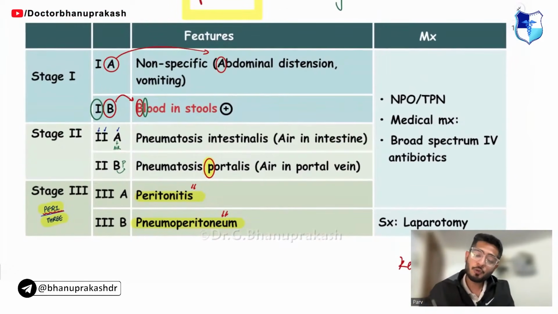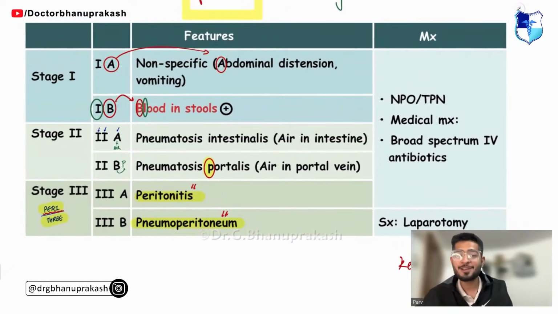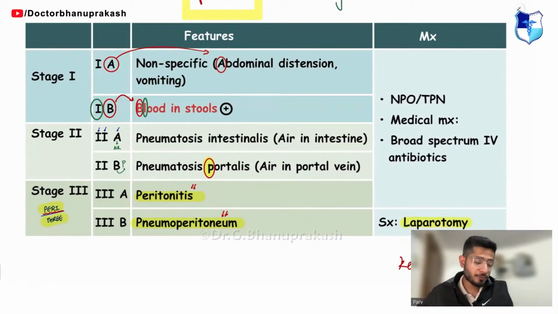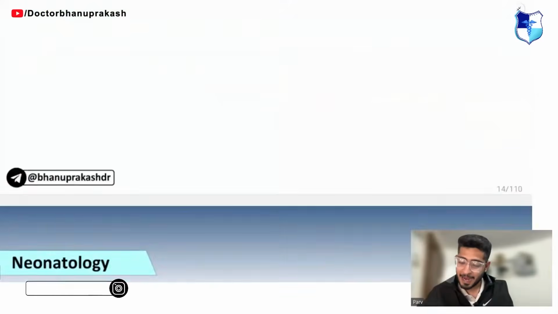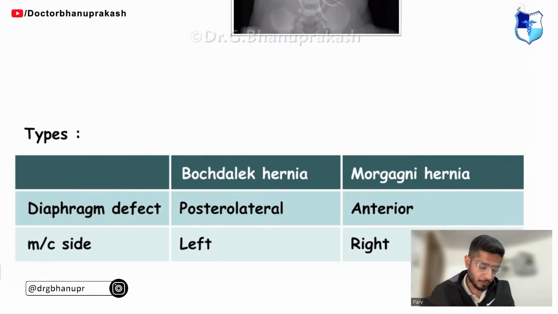Now, whenever you have air in the peritoneum, you are going to perform laparotomy. Otherwise, the only treatment is that you don't give anything extra into the gut. So keep them nil per oral, keep them on total parenteral nutrition, and of course antibiotics have to be added. Broad spectrum IV antibiotics have to be added.